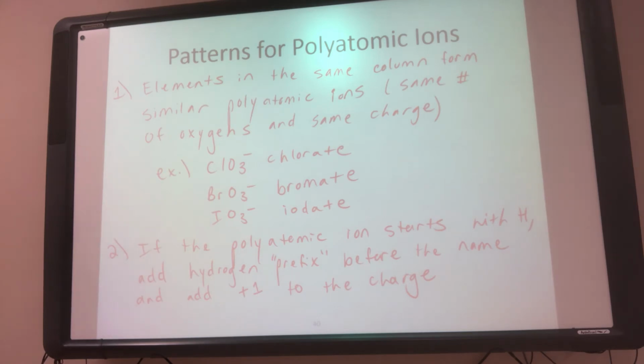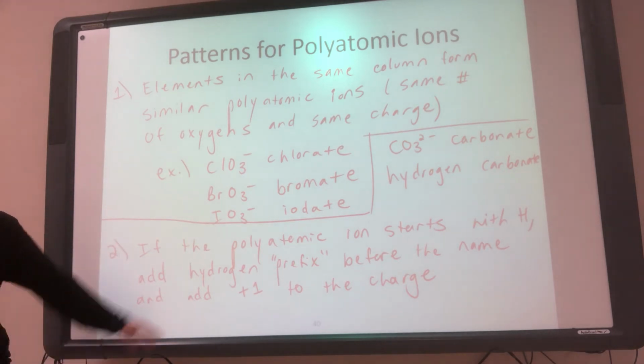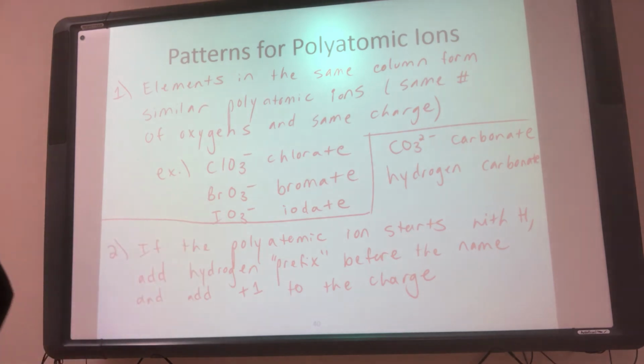So for example, and I'm just going to write it up here so it's easier for you to see. If I have CO3 2-, that is carbonate. Now if I want to add a hydrogen, the name would change to hydrogen carbonate. That's how the name changes. I take the polyatomic ion and I just add a prefix, it's kind of like a prefix, to the name. So I add the word hydrogen to the name.